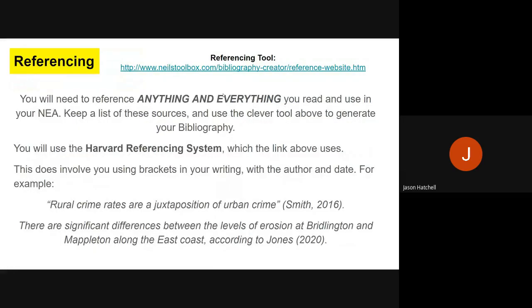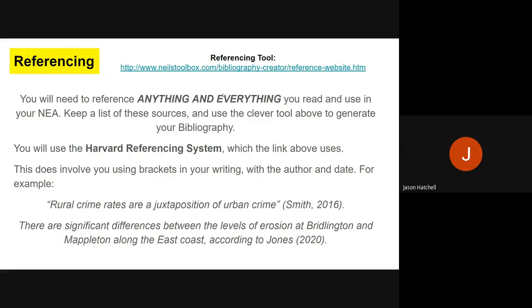Finally, remember, it's very important with every section that you keep your referencing up to date. So anything you refer to, any secondary data you use, any quotes you use, please make sure that you use Neil's Toolbox as a referencing tool to create your references and keep a list of those references at the end of your document. That is everything I have for you on data analysis.